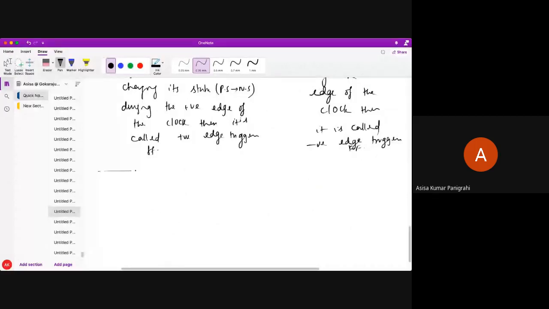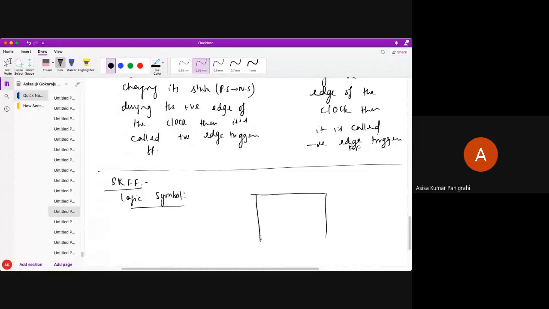So mainly, an SR flip-flop can be triggered in three different ways. My logic symbol for the SR flip-flop, till now I have discussed this one. Am I correct? So this is my SR flip-flop, along with this clock pulse, and this is my Q and Q bar.